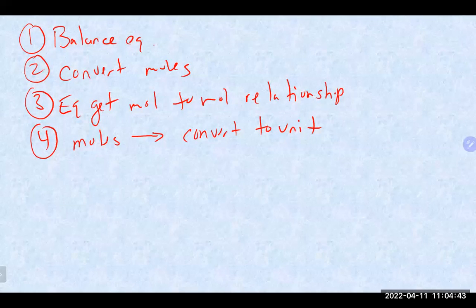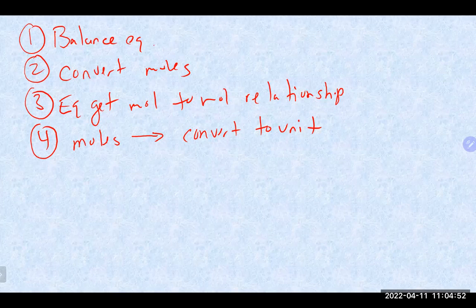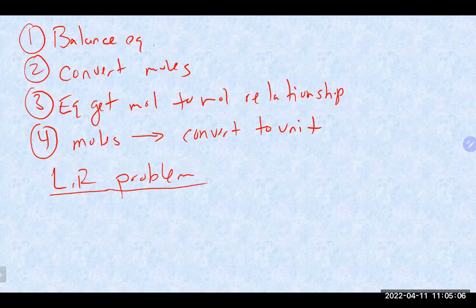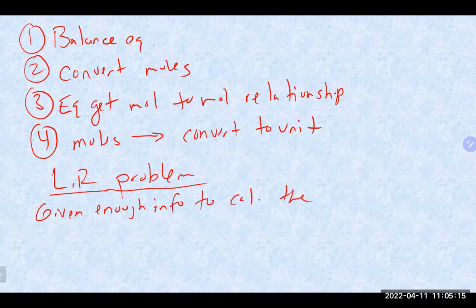We also talked about limiting reagent problems. In limiting reagent problems, there's always a reactant that gets used up first in the reaction, and one that there's an excess amount of. You can identify a limiting reagent problem by what is given to you: if you are given enough information to calculate the moles of each reactant, that is basically a limiting reagent problem.